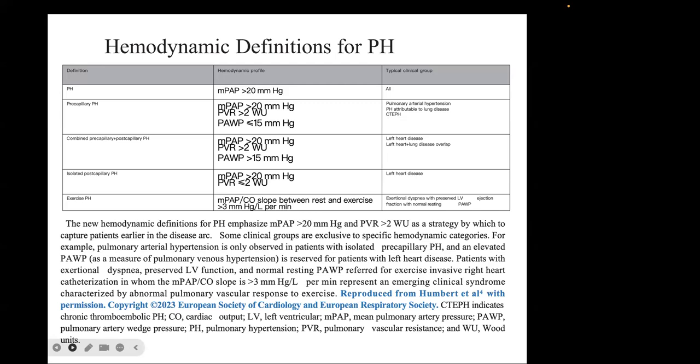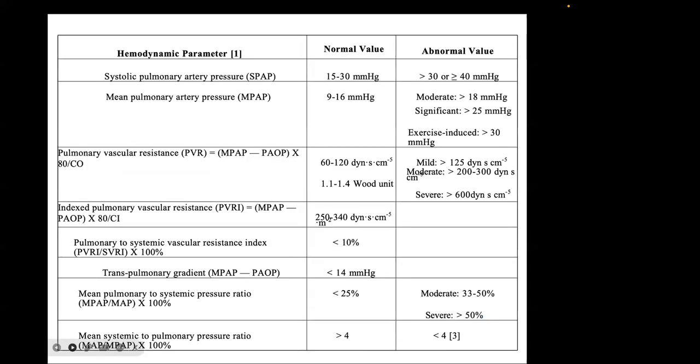And exercise pulmonary hypertension: mean pulmonary artery pressure divided by cardiac output slope between the rest and exercise more than 3 mm of Hg per liter per minute, with exertional dyspnea, preserved LV ejection fraction and normal resting PAWP.